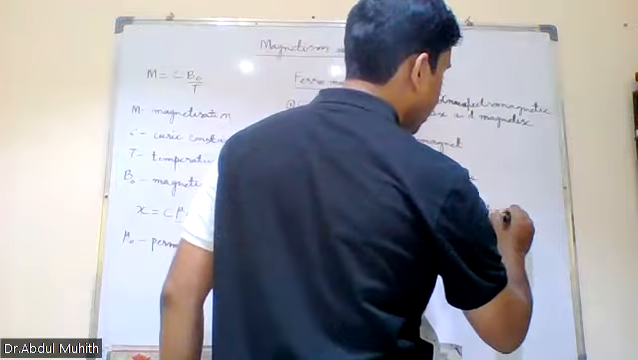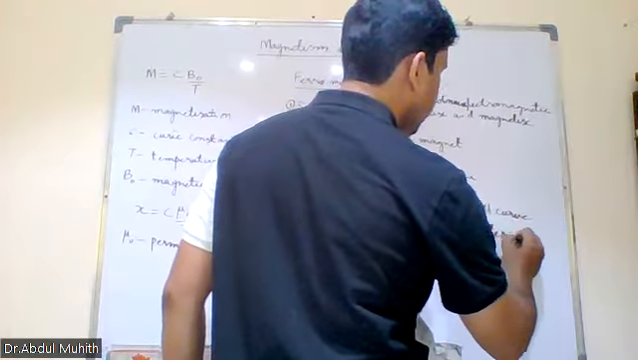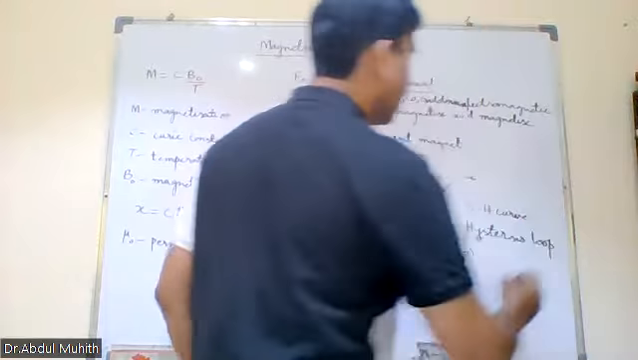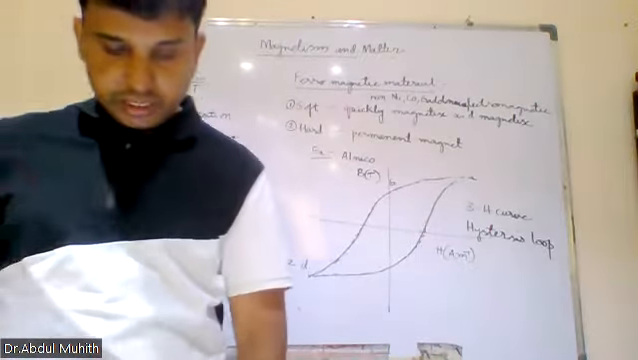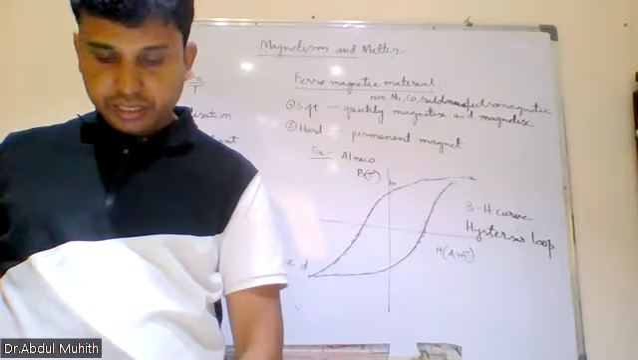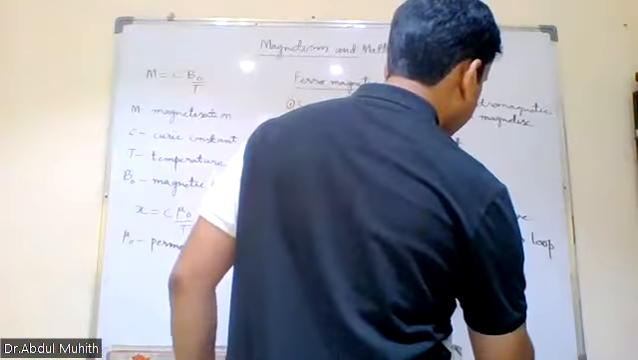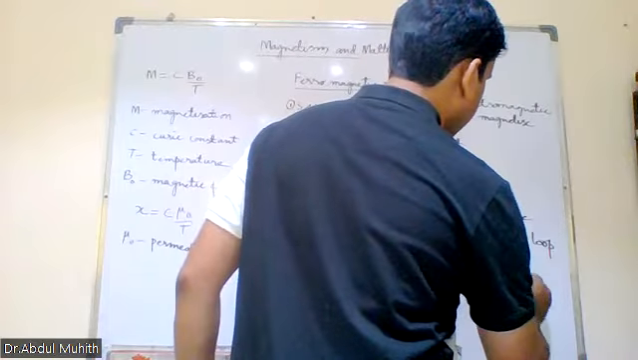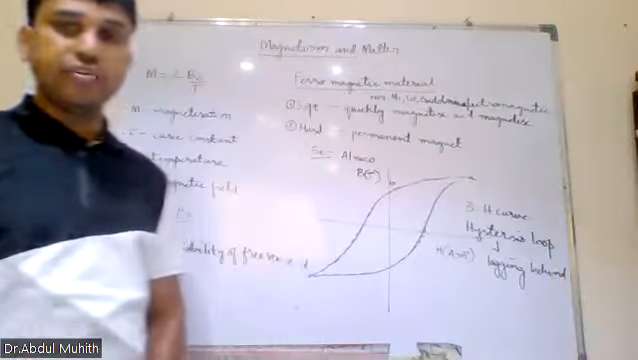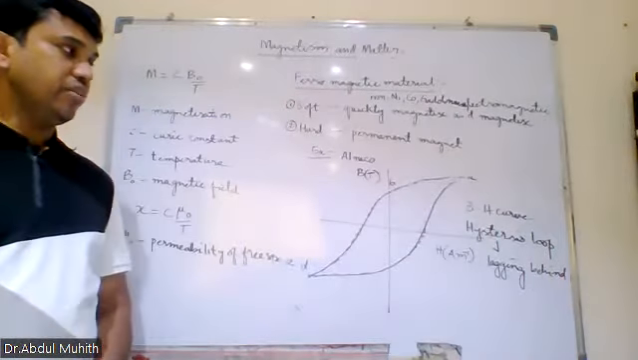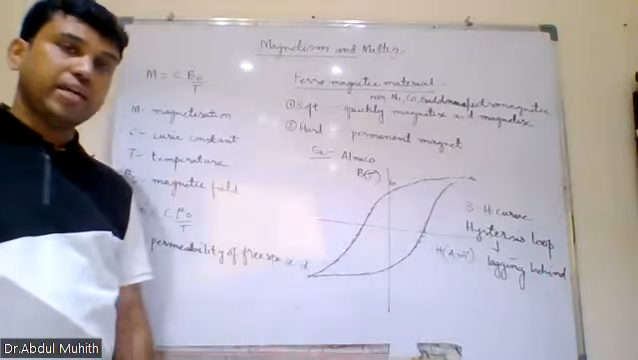Okay, BH curve, or we also know it as the hysteresis loop. Hysteresis loop, named after the scientist hysteresis. Hysteresis means lagging behind in Greek. Lagging behind. Hysteresis means lagging behind. Okay, this is the Greek word. Now the name of this curve is BH curve, hysteresis loop, or lagging behind.